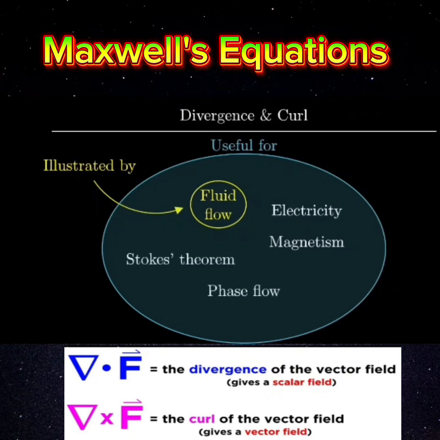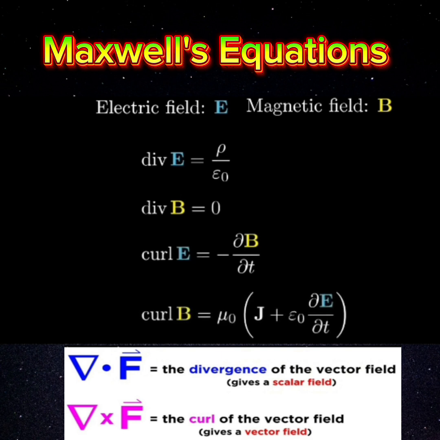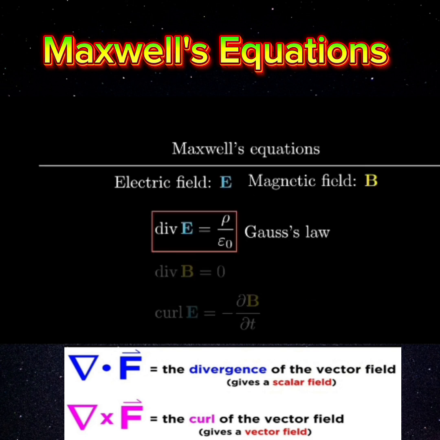One very important example is how electricity and magnetism are described by 4 special equations. These are known as Maxwell's equations, and they're written in the language of divergence and curl. This top one, for example, is Gauss's law, stating that the divergence of an electric field at a given point is proportional to the charge density at that point.